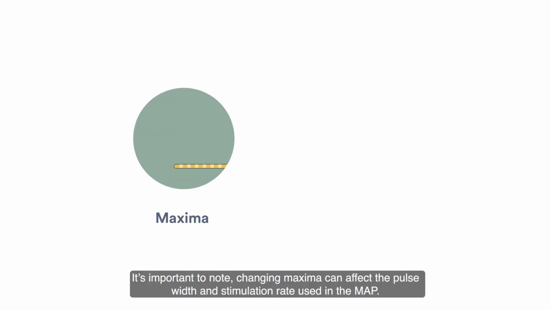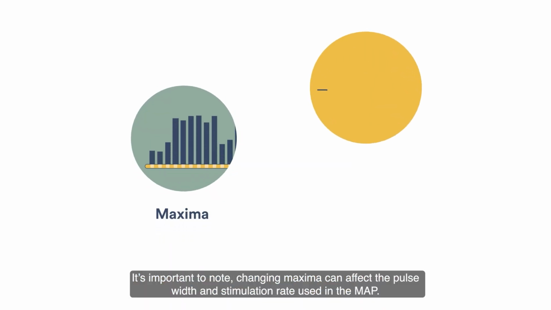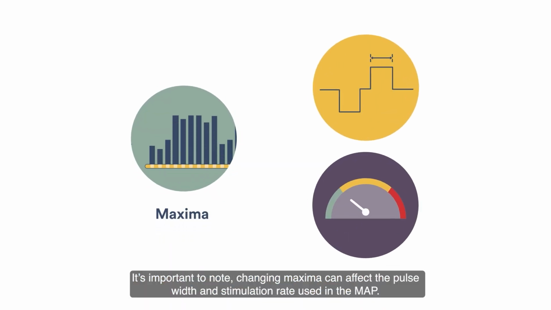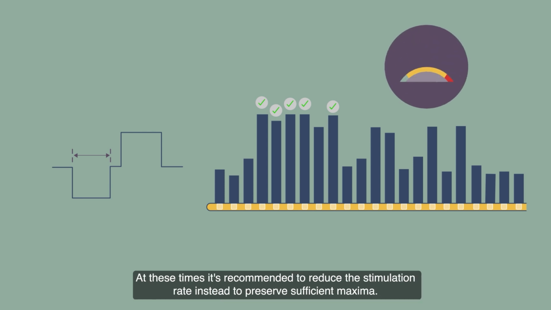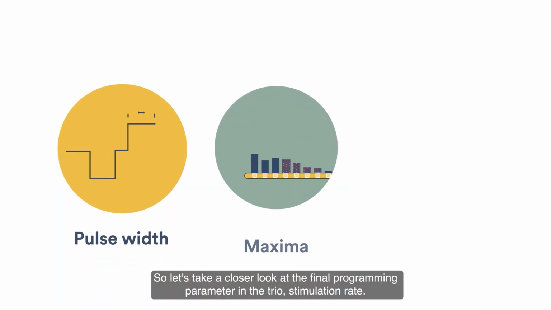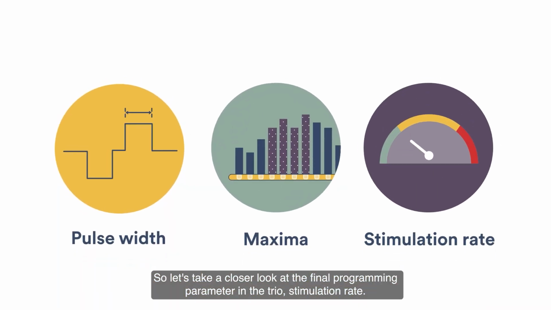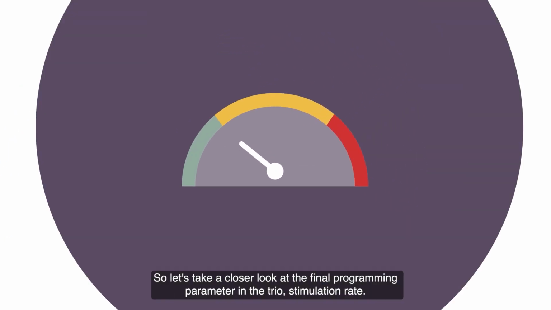It's important to note, changing maxima can affect the pulse width and stimulation rate used in the map. The fitting software may at times reduce the maxima below 6, typically when longer pulse widths are used. At these times, it's recommended to reduce the stimulation rate instead to preserve sufficient maxima. So let's take a closer look at the final programming parameter in the trio, stimulation rate.